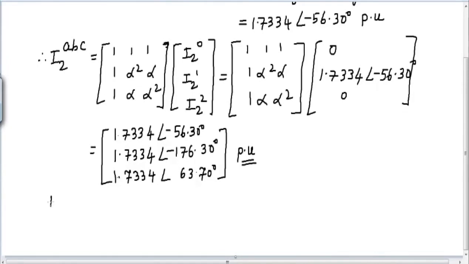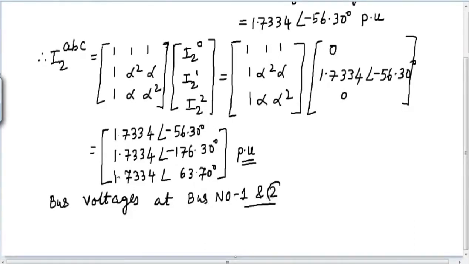So bus voltages, you all know the formula. They have specifically asked for the voltages at bus number 1 and 2. Bus 2 is the bus where the fault has occurred, so naturally the voltage at bus 2 will be 0. There is no need to calculate it. But for bus number 1, we need to calculate.